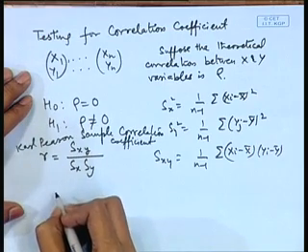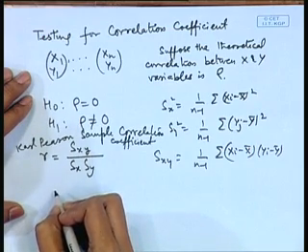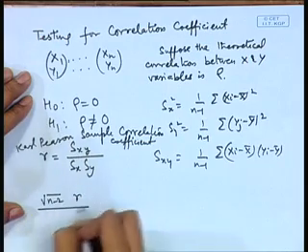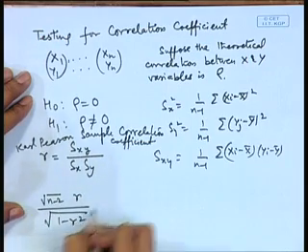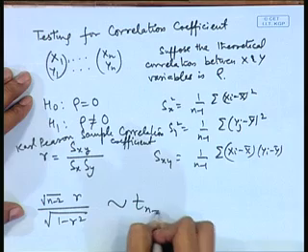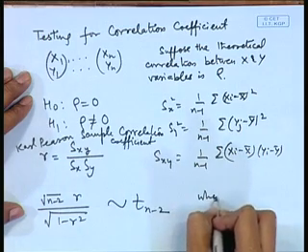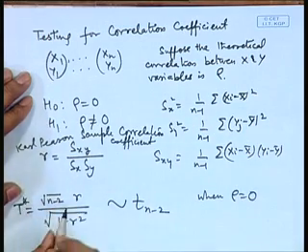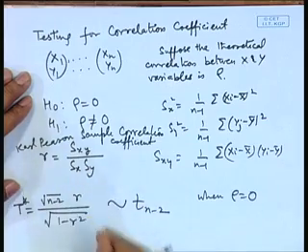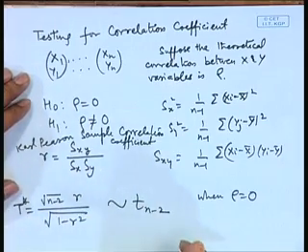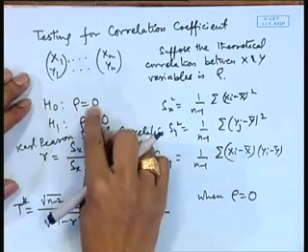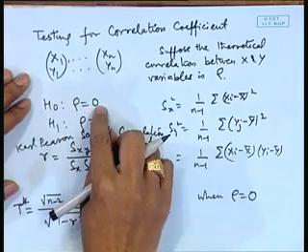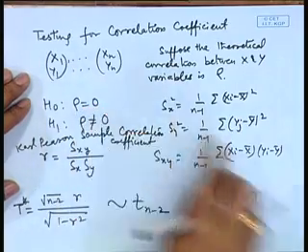Then it has been observed that square root n minus 2 into r divided by root 1 minus r square has a t distribution on n minus 2 degrees of freedom when rho is equal to 0. Let me call it t star. So, one can make use of this for testing the significance of correlation, that means whether there is a significant correlation between the two variables or not.